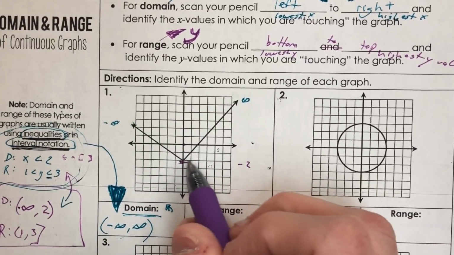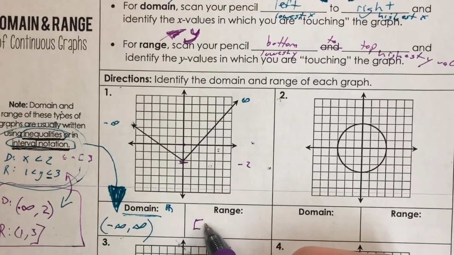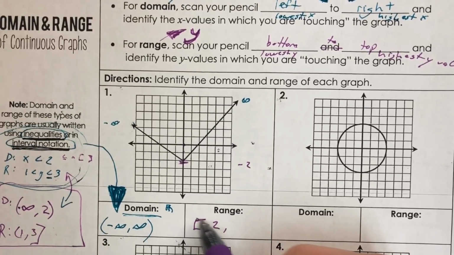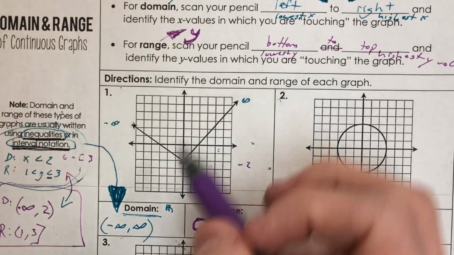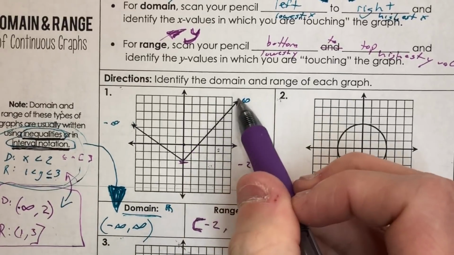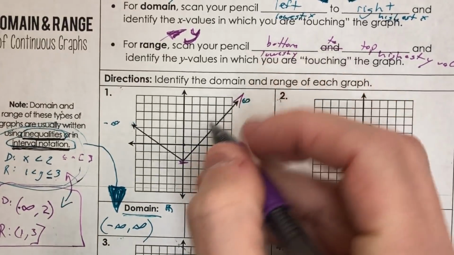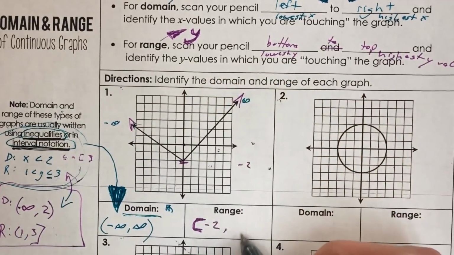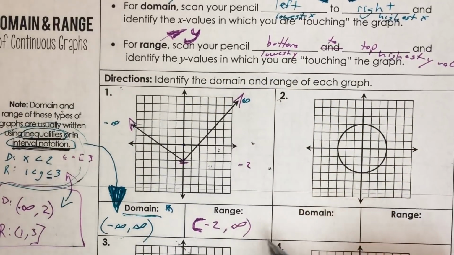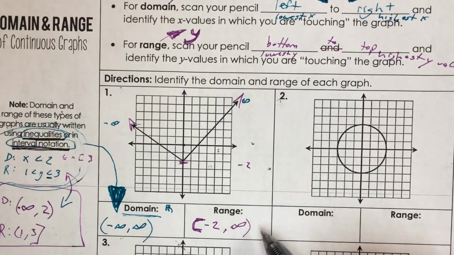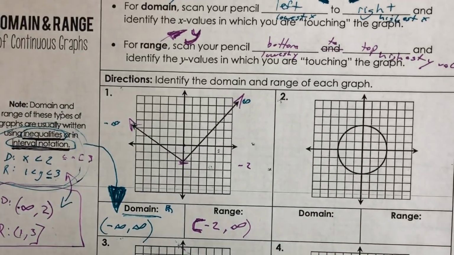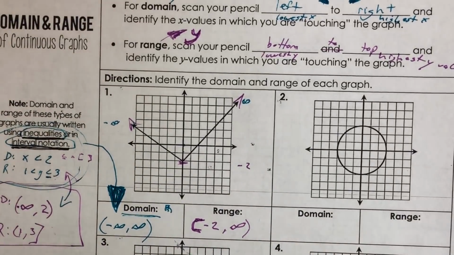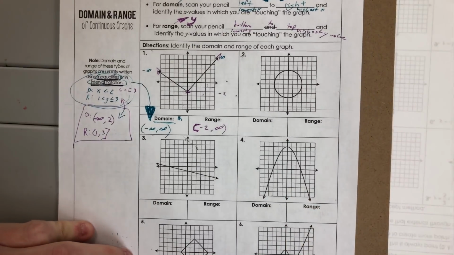So there's a point included there, so I know it's a bracket. And then our highest Y value would come next. So, well, this is going on forever. Well, they both are. So it's gonna go to positive infinity. All right. A little bit easier to write them this way, I think. Number 2, see if you can do that one.